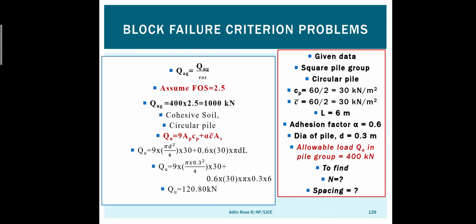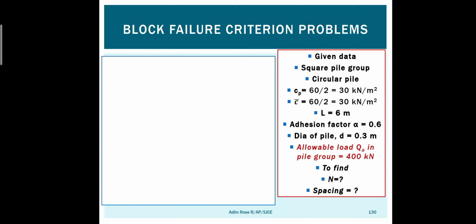Now, what is QUG, the group pile capacity? Just multiply the number of piles by QU, correct? So QUG is equal to N into QU. Group pile capacity is equal to single pile capacity into number of piles. So from that we can write, number of piles is equal to group pile capacity by QU.